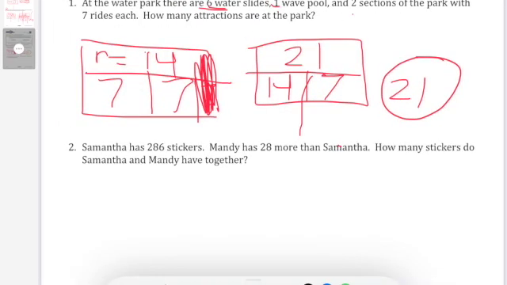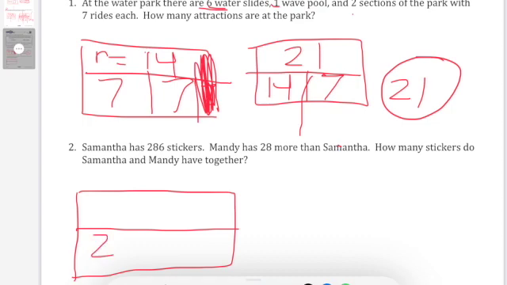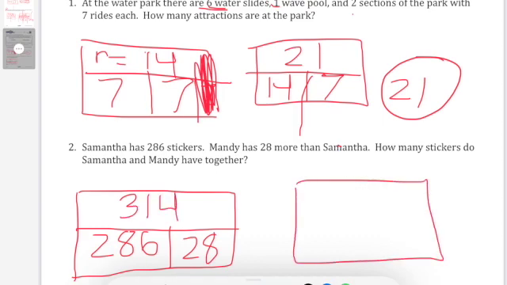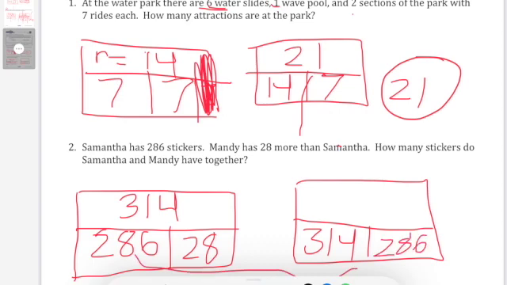Samantha has 286 stickers. Mandy had 28 more than Samantha. How many stickers do Samantha and Mandy have together? Well, first, we need to solve how many Mandy has. We know that Samantha has 286, and Mandy is adding 28 more. If we add those, I should come up with 314. Now, I know that one has 314, and the other one still has that 286, so I'm going to bring that over as well. If I add those together, I get 600.